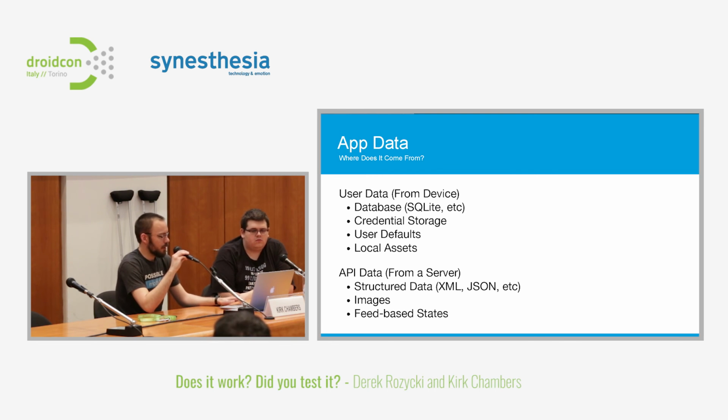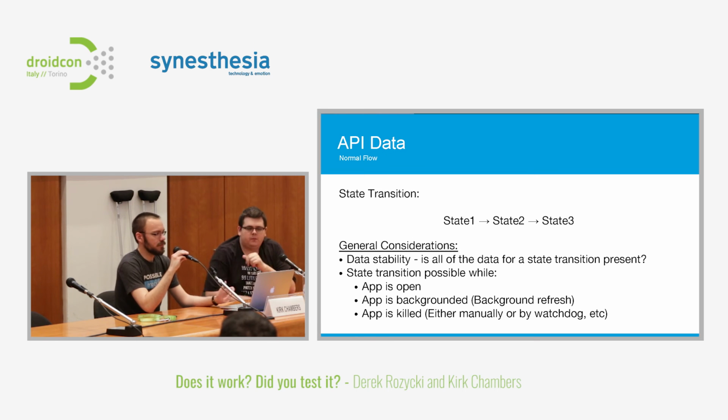And then perhaps more interesting to talk about from a QA perspective is API data that you can get from a server. Frequently, this will be something like structured data, XML, JSON, something like that. Pick your poison. But also likely images, because those are huge, and you don't want to store those in the APK or whatever, because that would make your app download times terrible. And you might also have just feed-based states, probably also in an XML or a JSON file. But it's things like, if I've got an order, maybe there's just an order status feed. So those are important enough to call out. So you've got API data.